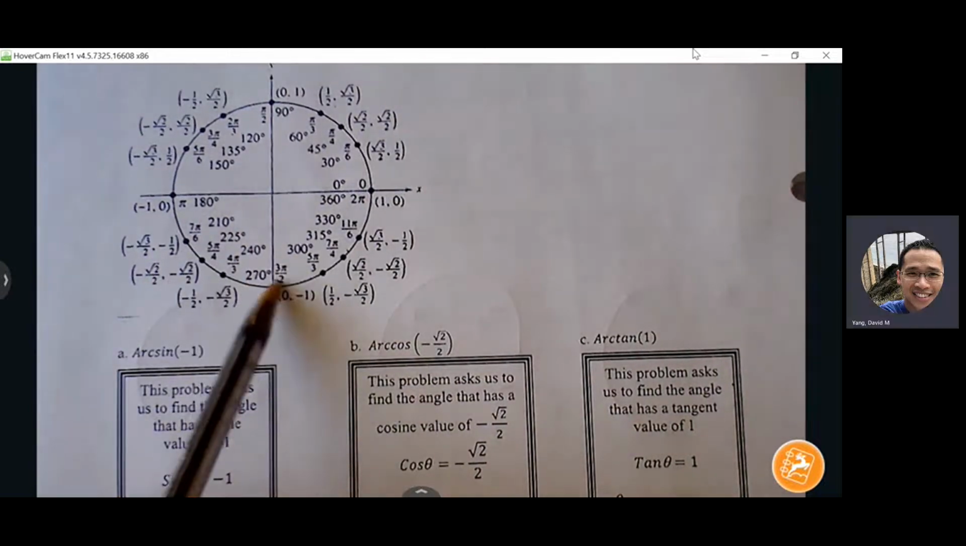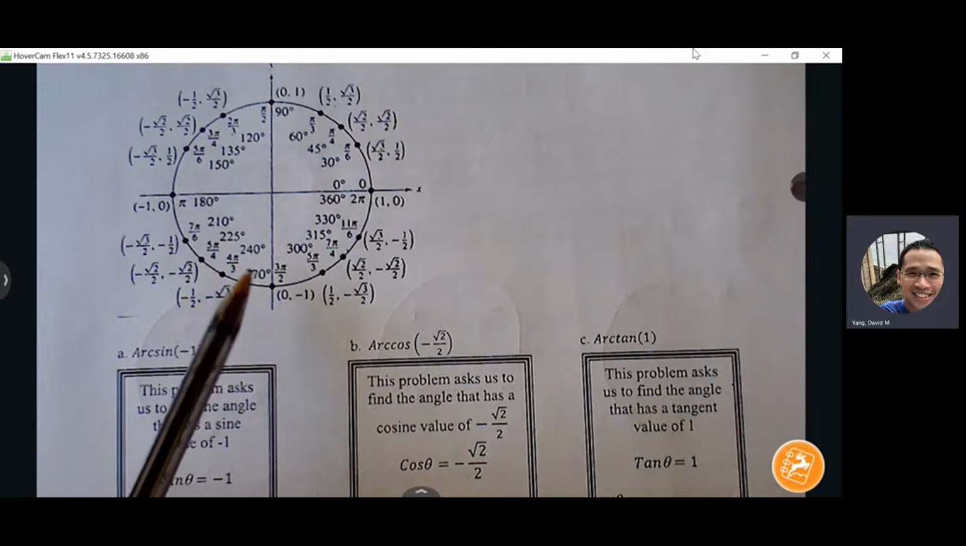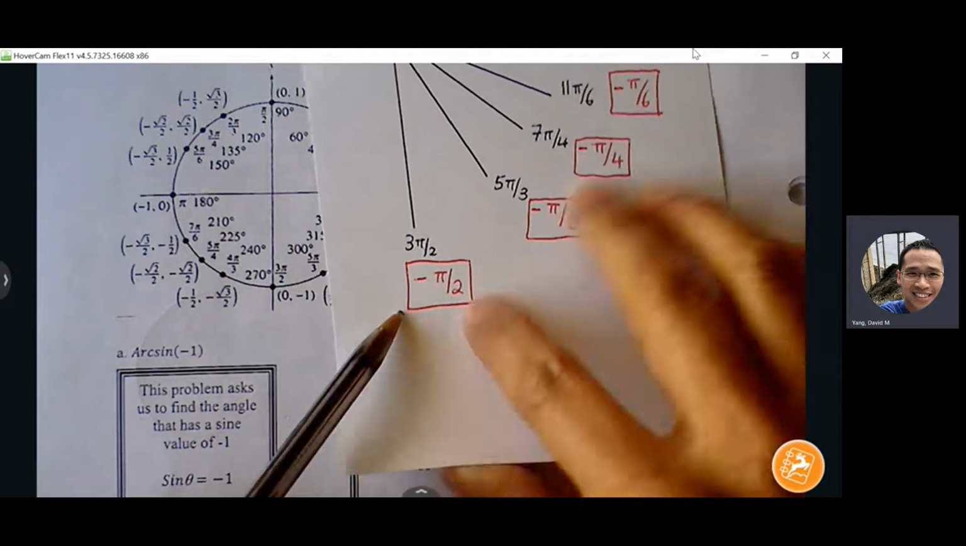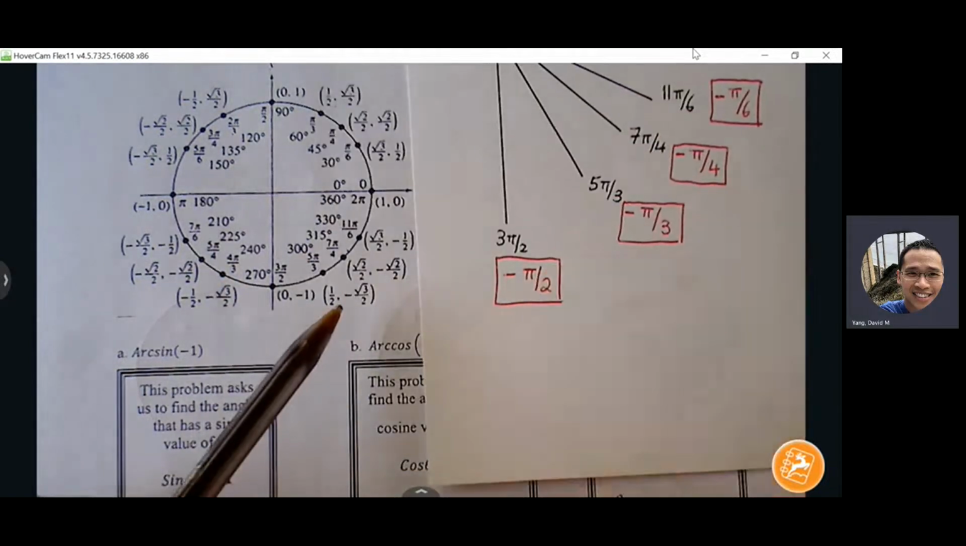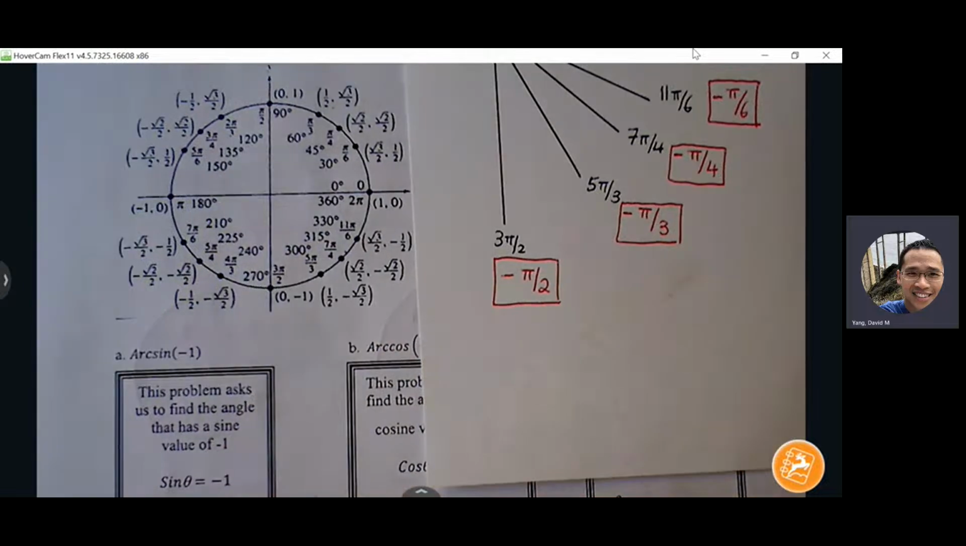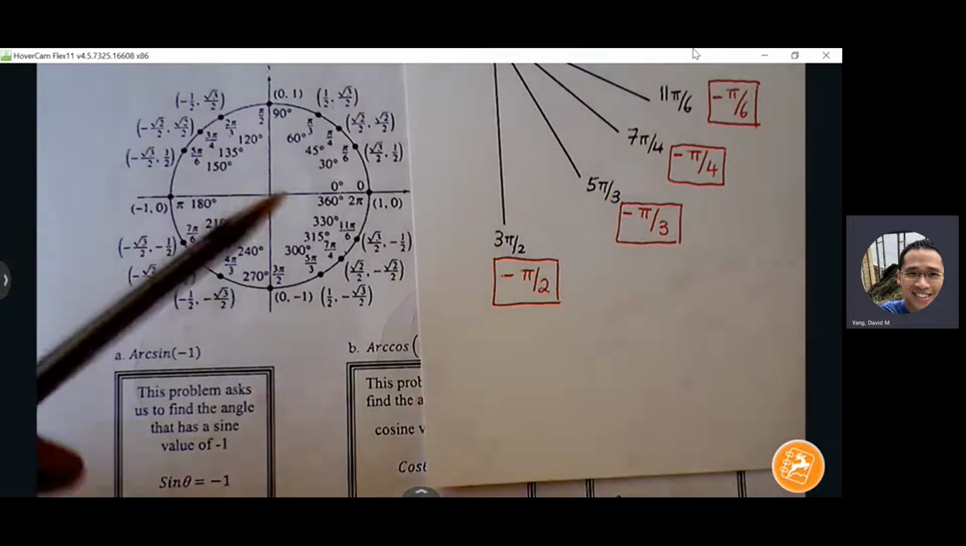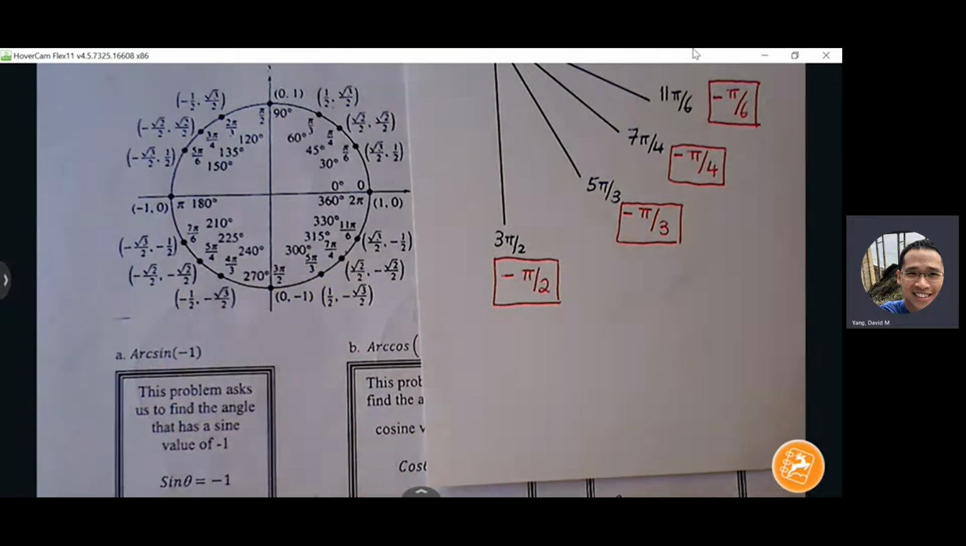3 pi over 2, but we have to adjust it, right? Instead of saying 3 pi over 2, we're going to say negative pi over 2. That's the only adjustment you have to make: if I'm in the fourth quadrant, I just have to subtract 2 pi from it. You're basically subtracting 2 pi to land in the interval that you need to land in.